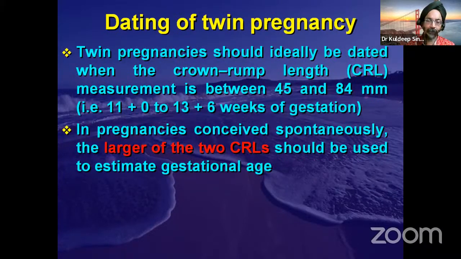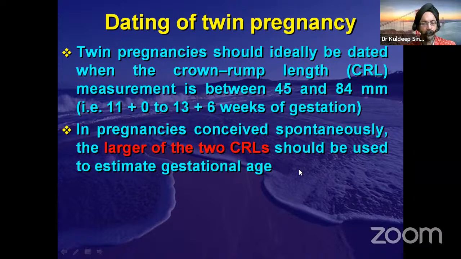But if you're looking at somebody who's conceived naturally, has a twin pregnancy, it is always ideal to do it between 11 to 14 weeks or 45 to 84 millimeters. Everywhere we can't be doing plenty of ultrasounds, so we need to be aware. Now, in terms of the pregnancies which have conceived spontaneously, the larger of the two crown rump lengths should be used to estimate the gestational age.